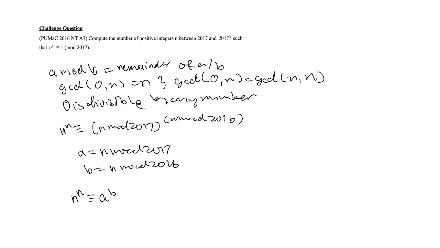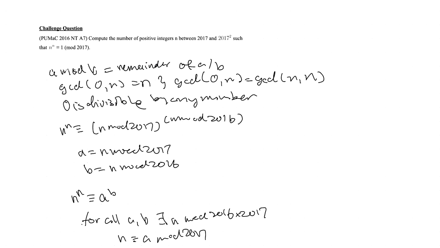And for the second part, somebody actually put the correct answer in the chat before. We're going to use the Chinese remainder theorem, and using the Chinese remainder theorem, we can show that for all A and B, there exists an n mod 2016 times 2017, such that n is congruent to A mod 2017, and n is congruent to B mod 2016.